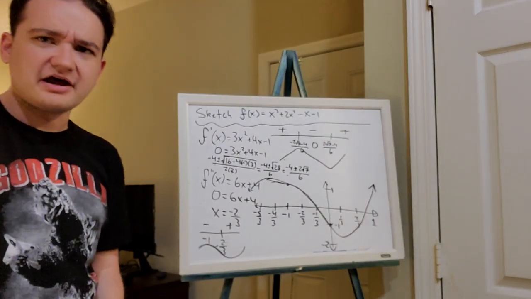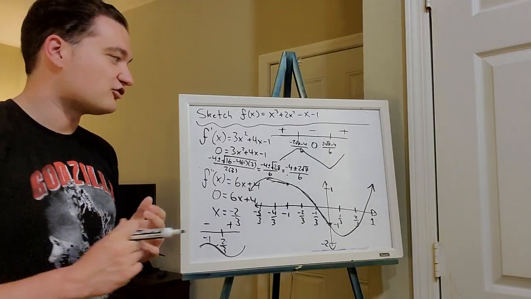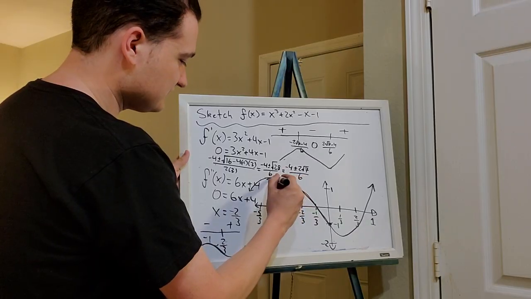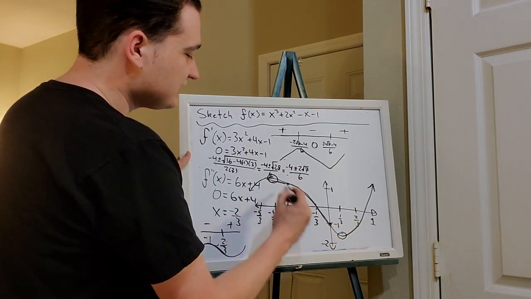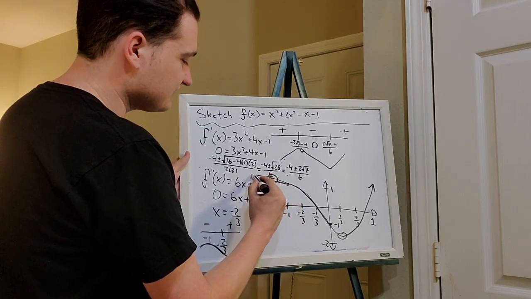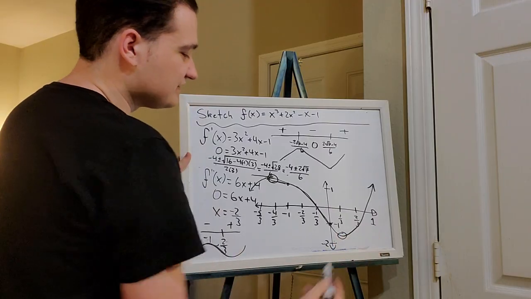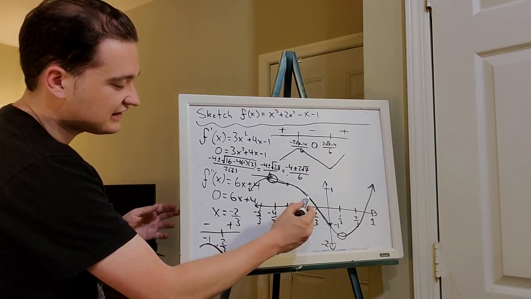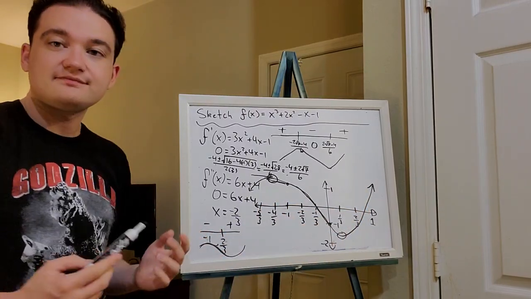Apologies, I didn't find a better problem from the book for this. But this is roughly how we can sketch a graph. The first derivative tells us where our local mins and maxes are. It tells us where we're increasing, where we're decreasing, and where we're increasing again. And this tells us where we're concave down and where we're concave up. Pretty cool.